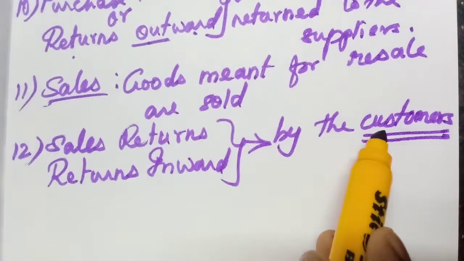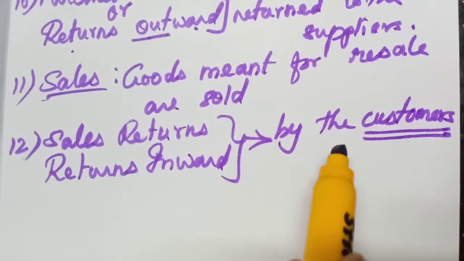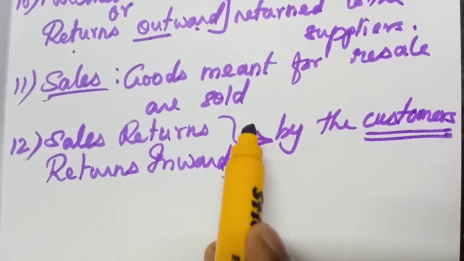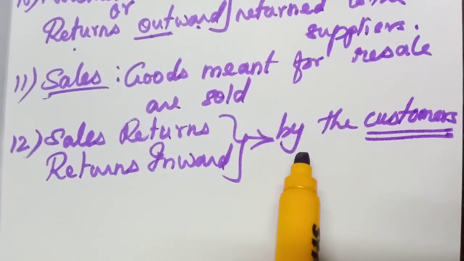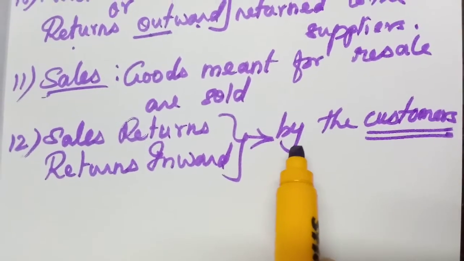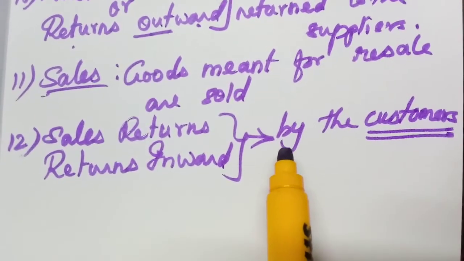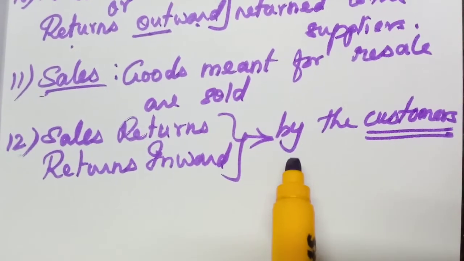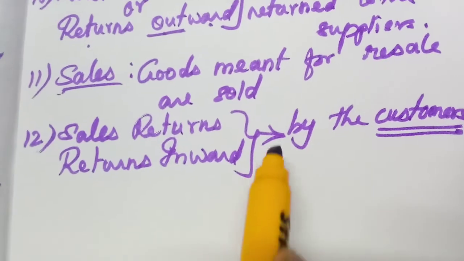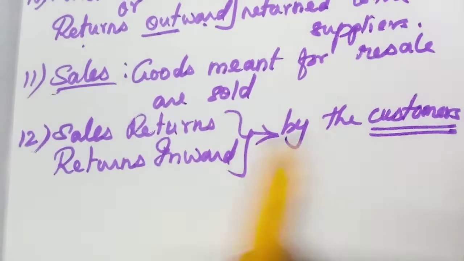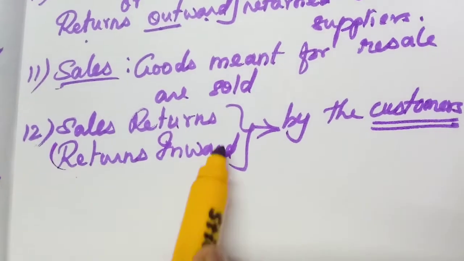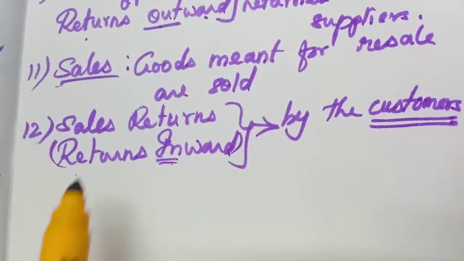So when the customers return the goods that they have bought from us due to some reason that I told you, maybe damaged goods, or goods that are not up to their expectation or standard, they may not like to use those goods, and they may return them. That returning of goods by the customers is called sales returns or returns inward, because it comes in.